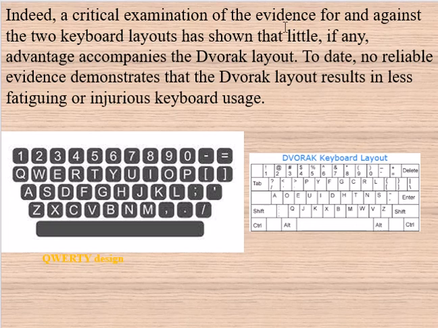Indeed, a critical examination of the evidence for and against the two keyboard layouts has shown that little, if any, advantage accompanies the Dvorak layout to date. No reliable evidence demonstrates that the Dvorak layout results in less fatiguing or injurious keyboard use. This is the QWERTY design, and this is the Dvorak keyboard layout.